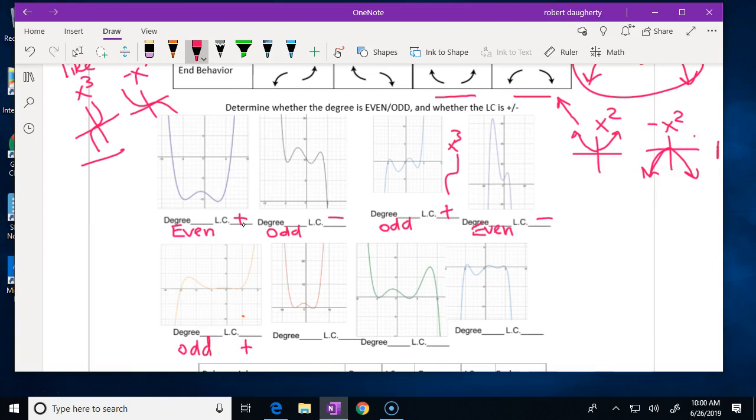It looks just like x cubed, and the end behavior starts at the lower left and goes to the upper right. The next one is an even degree with a positive leading coefficient. Then we have an odd degree with a negative leading coefficient. And the last one you can see goes down on both ends. That's an even degree with a negative coefficient.